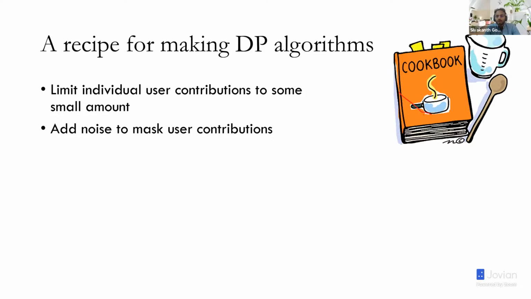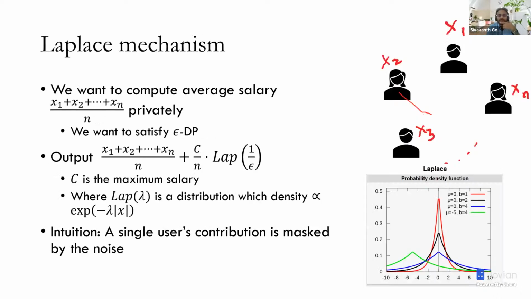As I said, if your algorithm has to be randomized, it has to introduce some stochasticity, some noise into the process, to mask the individual user contributions. So these are the two main steps, and that's it. You limit user contributions, add noise. Let me give you an example of how this recipe works.